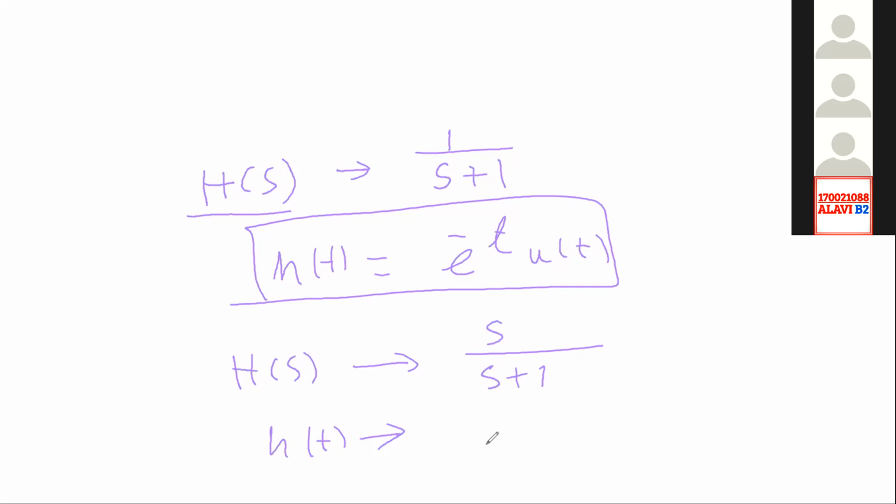What is your response? Sir, it will be a cos. Is it cos? Can you just write it in this form? Because your cos term must contain a quadratic term in s. Sir, t e to the power minus t. This is e to the power minus t for 1 by s plus 1. Is it the same answer?